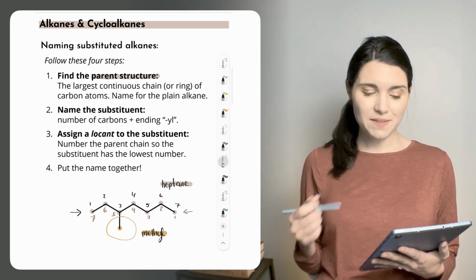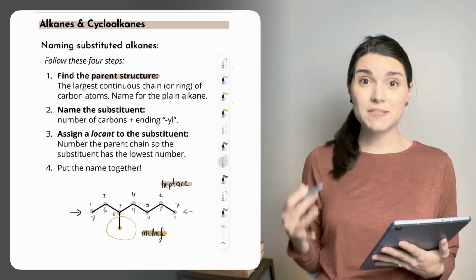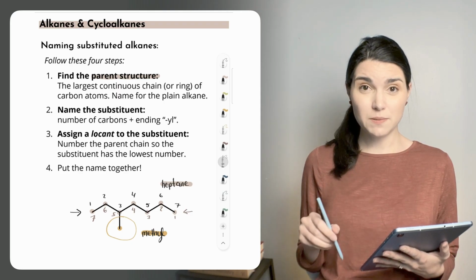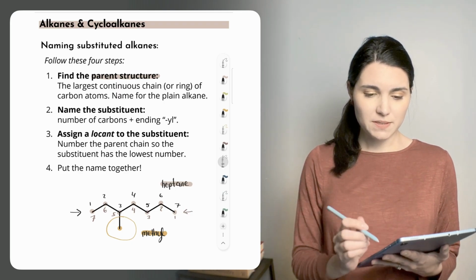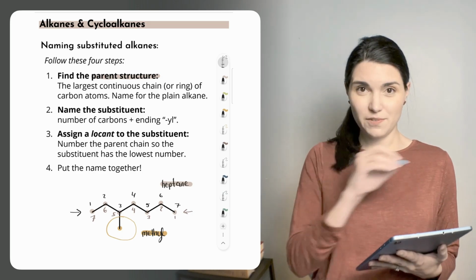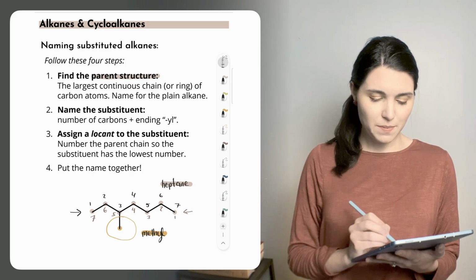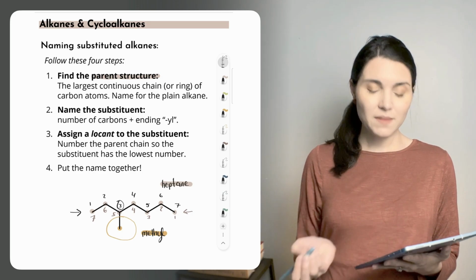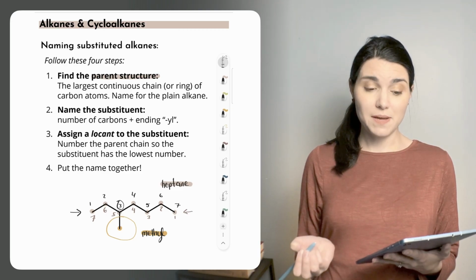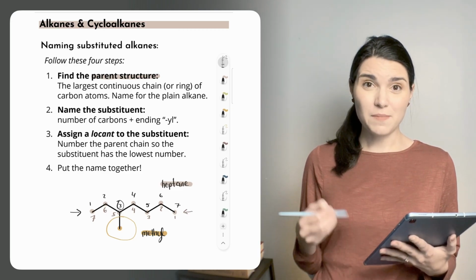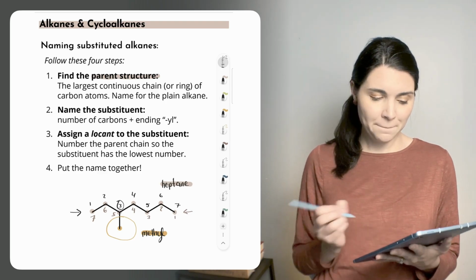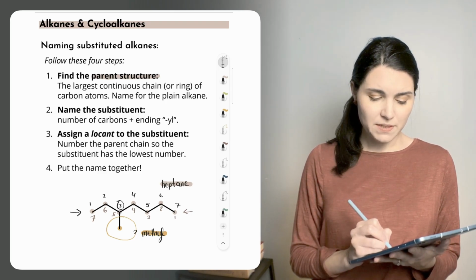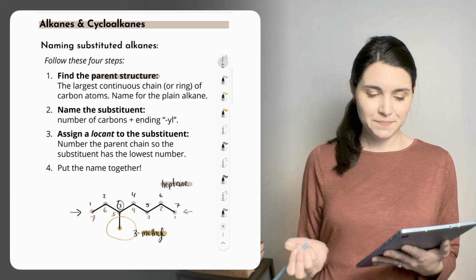Now, the rule with assigning a locant is that you want to give the substituent the lowest possible number that it can have. So we would choose this numbering in black, the first way that I numbered the molecule, because that would give the methyl substituent a locant of 3. If we went the other way, the methyl substituent would have a locant of 5. So 3 is better because it's lower. So this substituent is going to be called 3-methyl.